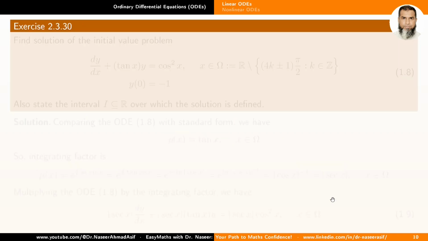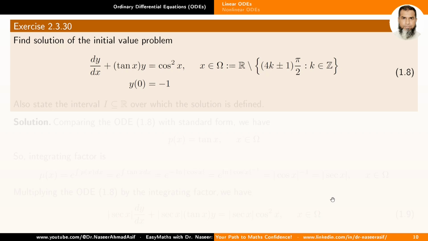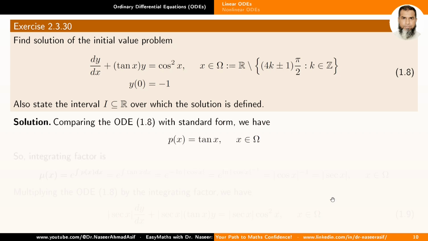Let's see another exercise. Find the solution of the initial value problem dy by dx plus tangent x into y is equal to cosine square x, where x belongs to omega, which is equal to R other than (4k plus minus 1) into pi by 2 such that k belongs to Z, and the initial condition is y at 0 is equal to minus 1. Also state the interval I, a subset of R, over which the solution is defined. Let's see the solution. Comparing the ODE 1.8 with the standard form, we have p(x) is equal to tangent x, where x belongs to omega.